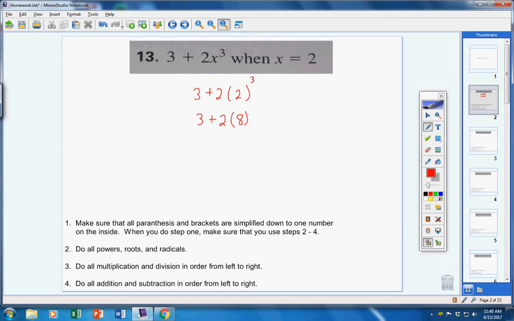If you don't like to put a parenthesis here, no problem. You can put a dot if you want to. But either way, understand this 2 is being multiplied times this group. What do we do next? All multiplication and division. So do not put 3 plus 2 is 5 times 8. Do not do that. Okay? Do your multiplication and division first, going from left to right. There's multiplication, so 3 plus 16 would then give you 19, and that is the correct answer.